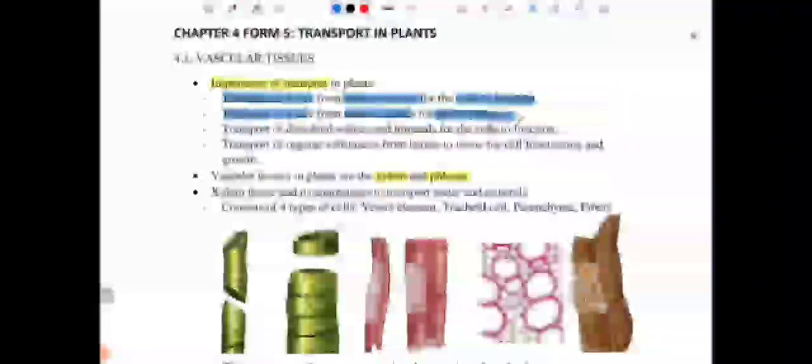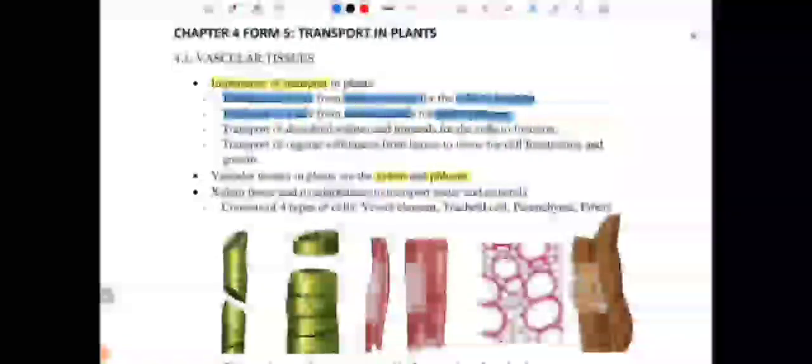Next, transport of water also from roots to the leaf for photosynthesis. Like we saw in Bab 2, water is needed in the light dependent reaction for the photolysis of water. If there is no water, photosynthesis cannot occur and plants cannot make their own food. So water is necessary for photosynthesis, so the xylem needs to transport water for photosynthesis.